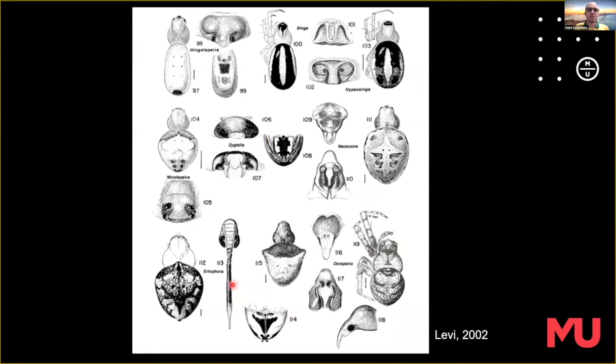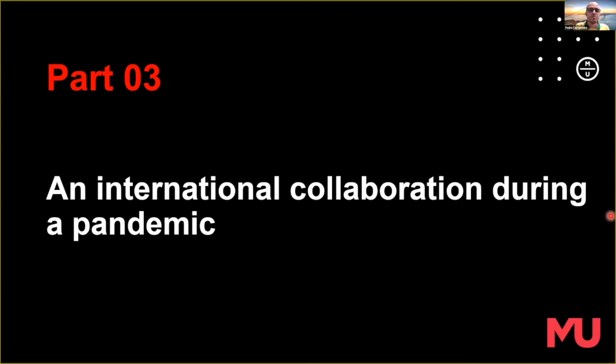Here, just to take a look at how female genitalia can be shaped in different species and genera. We have, for example, Eriophora with a very long scape, while in other genera you have thicker and shorter scapes. So it's very important to analyze genitalia in these groups to identify species and genera. Due to the pandemic, we had to act differently from what would be expected for work of this kind.